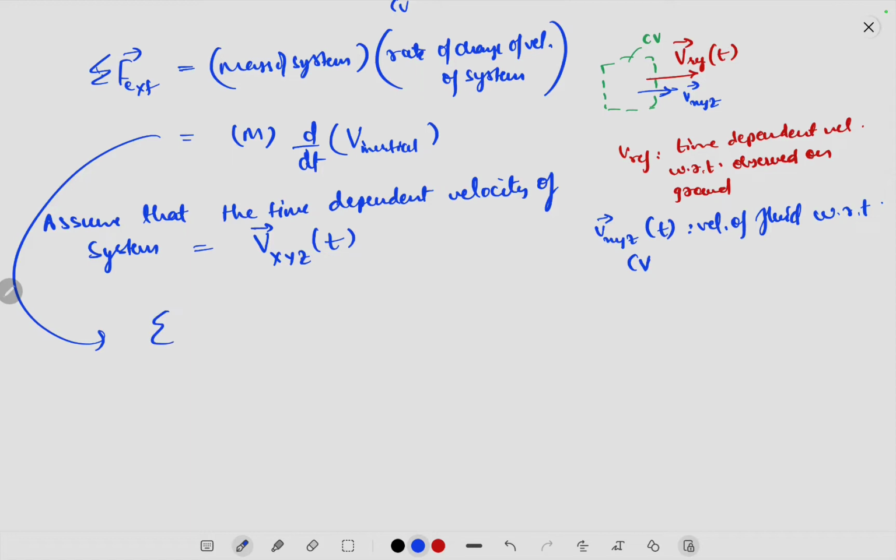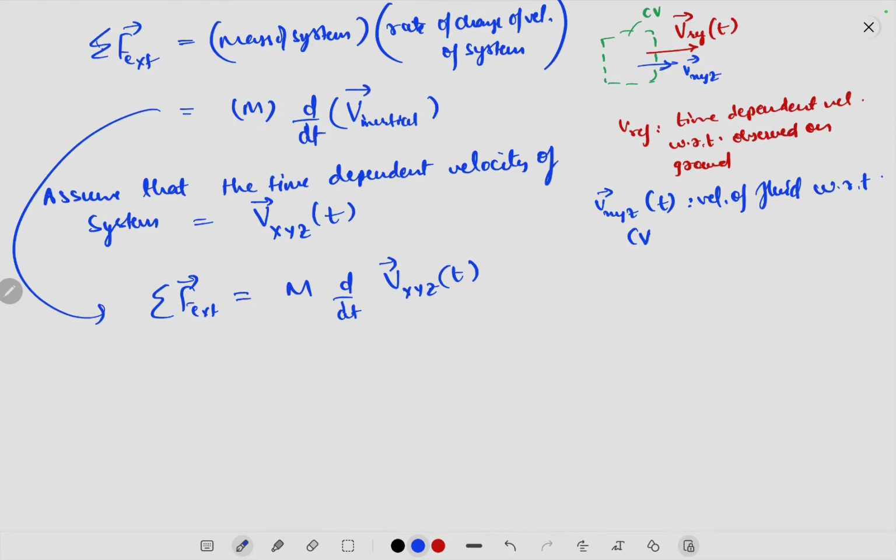Okay, so then this equation will become the summation of external forces equals m d by dt of v_xyz. Now what will this v_xyz be? Let's say this is my control volume, and there is some particle which is moving with velocity v_xyz with respect to ground, and v small xyz with respect to the control volume. And this CV is moving with velocity v reference with respect to ground.